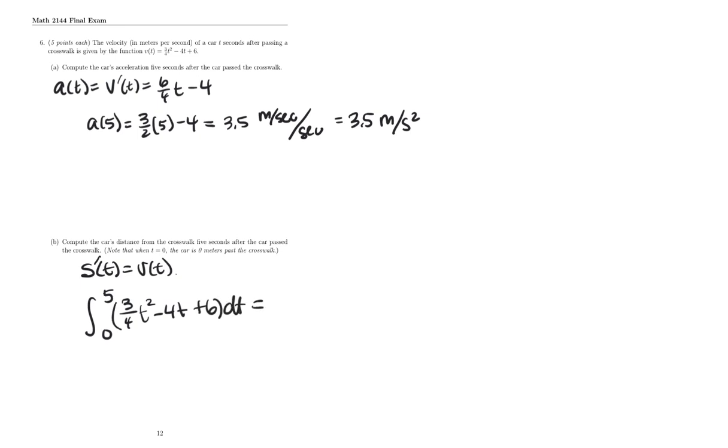And so if I integrate that, that will be 3/12 t cubed. So the power of t goes up by 1, and I divide by the new power, not 13, 3, excuse me. And then minus, now the power of t is going to go up 1, so it's going to be a t squared. And then 4 divided by 2 is 2, so 2t squared, plus an antiderivative of 6 is 6t, and I'm evaluating that from 0 to 5.